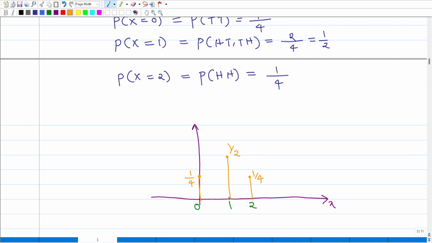And if you can see, the sum of the probabilities is equal to 1. 1 by 4 plus 1 by 2 plus 1 by 4, it is 4 by 4, it is 1. So here the y axis is probability of capital X equals small xi. So this is about probability mass function.